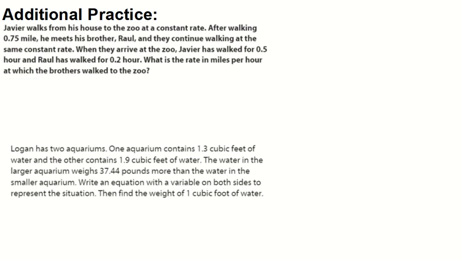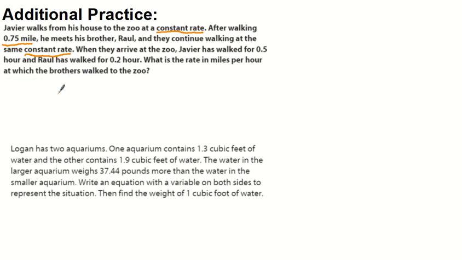Now, you also might have to write down some word problems first and then solve with these types of problems. So Javier walks from his house to the zoo at a constant rate. After walking 0.75 miles, that's 3/4 of a mile, he meets his brother, Raul, and they continue walking at the same constant rate. So that constant rate matters, right? So that's the speed. When they arrive at the zoo, Javier has walked for half an hour and Raul has walked for 0.2 hours. What is the rate in miles per hour at which the brothers walked to the zoo?